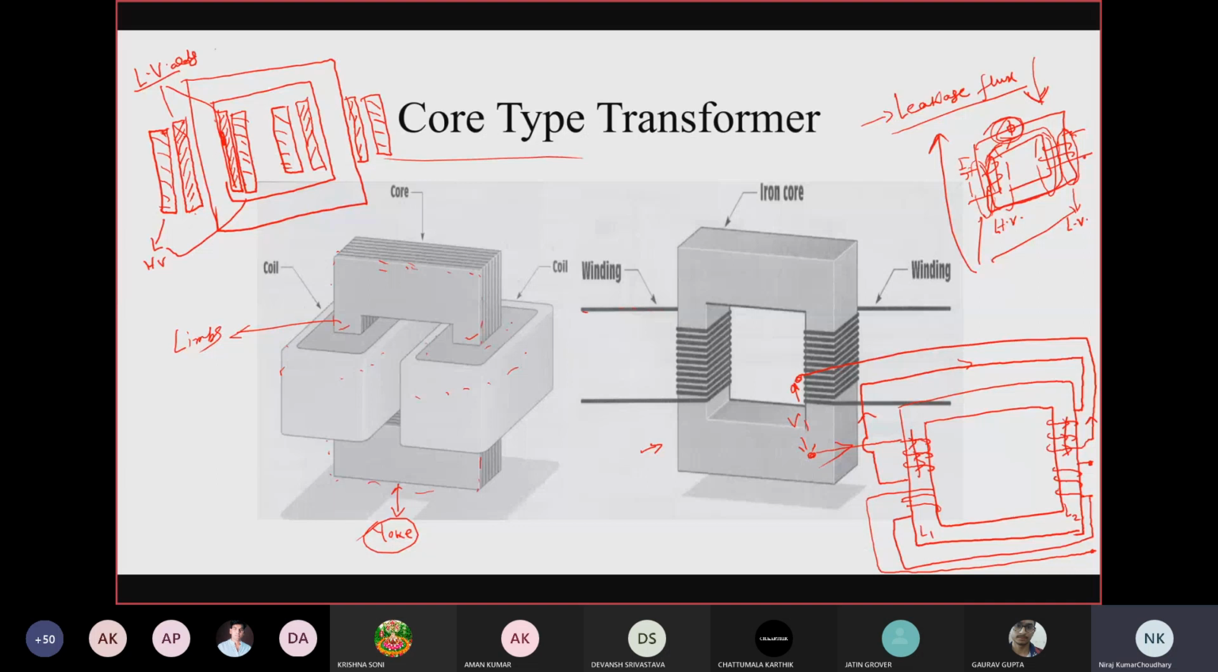समझ में आया ये? कोर टाइप ट्रांसफार्मर कैसे बनाया जाता है? बोलो भाई, समझ में आया कि नहीं समझ में आया?